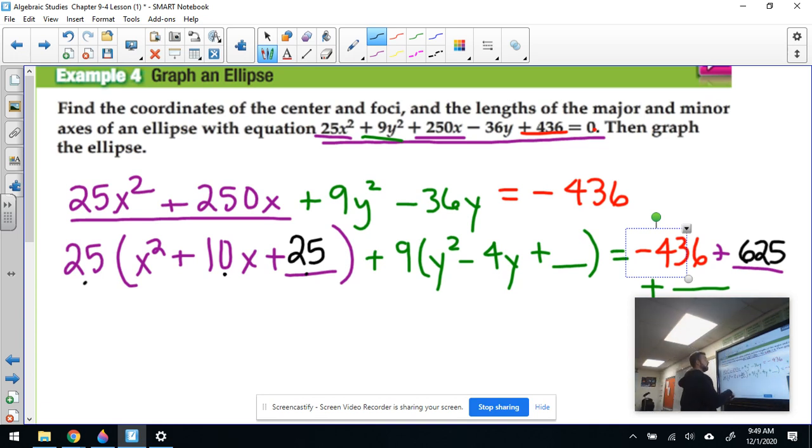Now let's do the same in green, okay? So I have negative 4. Half of negative 4 is negative 2. Negative 2 squared is 4, right? And not only did I add a 4 to the left, but I actually added a 4 times 9 to the left. And so that's going to be 36, okay? So I really have 36 on that side. And so now I've completed my square.